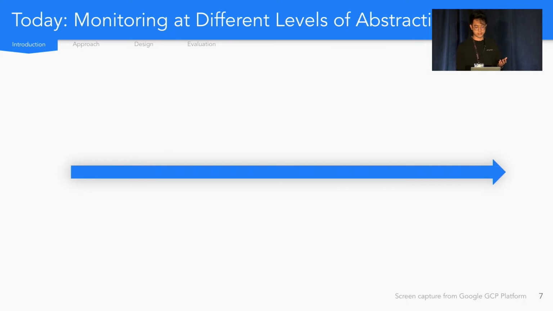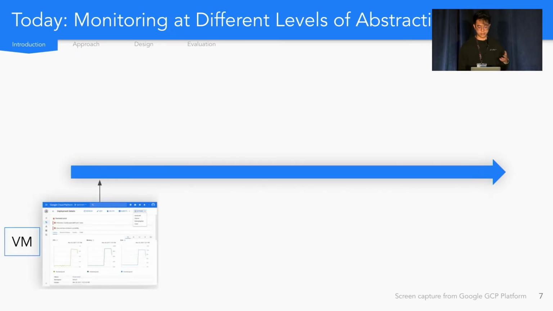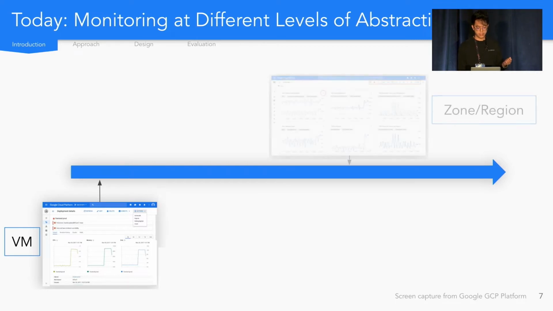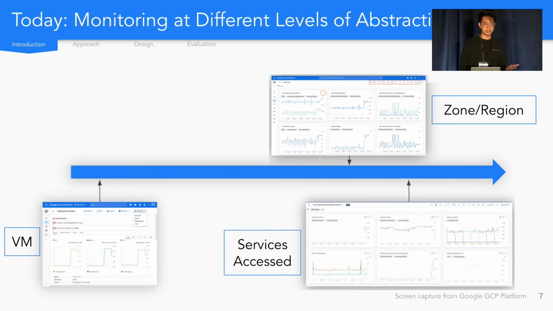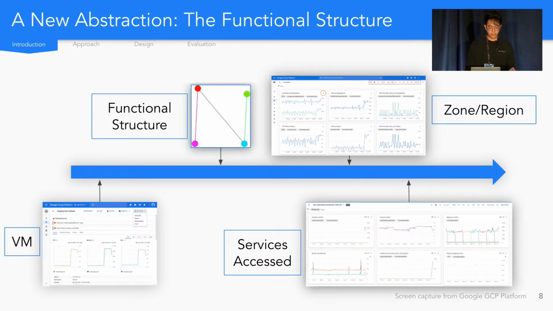Today, providers allow customers to monitor their services at different levels of abstraction. Customers can monitor the CPU, memory, and network statistics of each VM. They can observe the cloud project at a zone or region granularity, and at the level of access to other cloud services like storage. In this talk, I will describe a new abstraction called functional structure, which can help providers answer the customers' questions that we mentioned in the previous slide.